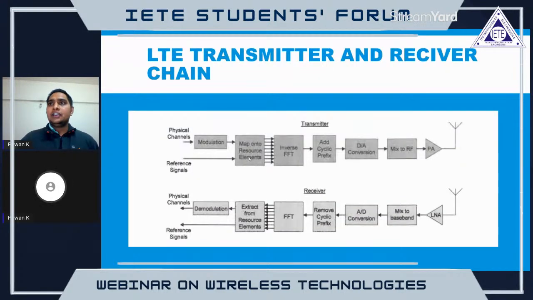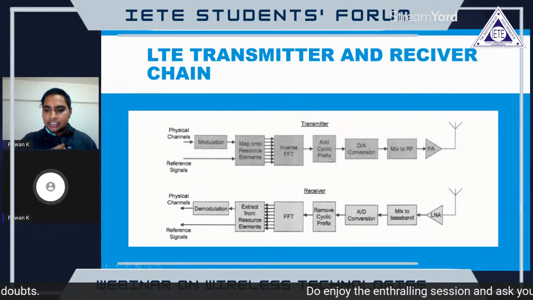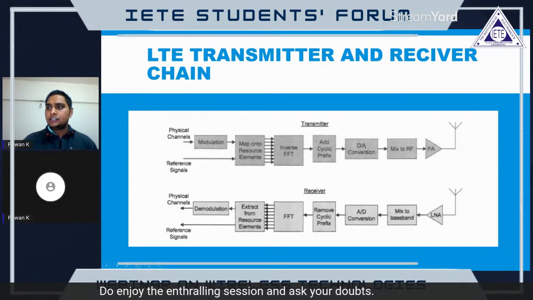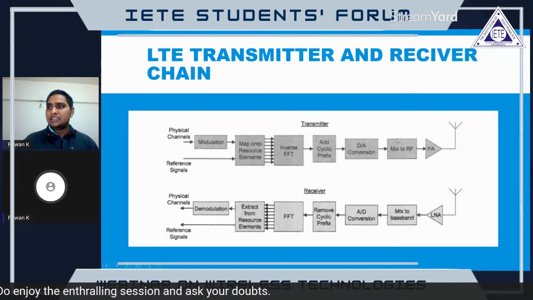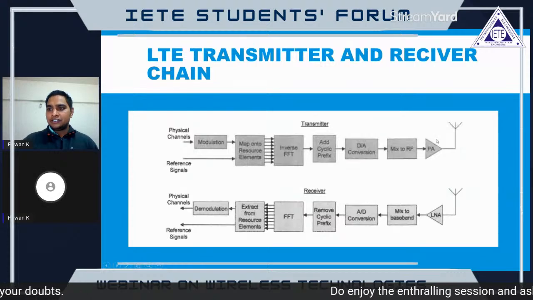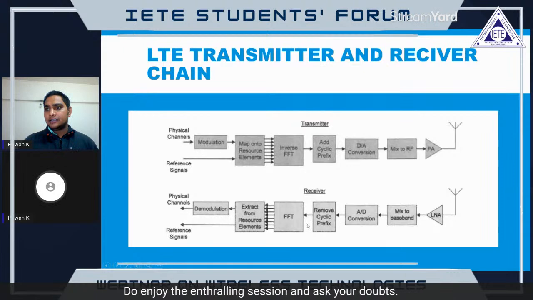I will not go into detail on this transmitter and receiver chain. So this is limited to LTE. These are the blocks being used at the physical layer. Here you can see after modulation, there is the IFFT technique, adding some cyclic prefix to reduce interference and noise. And here we are converting from digital to analog, and here mixing with the high frequencies, and after amplifying, means the power is amplified and transmitted by the transmitter. So a similar process happens at the receiver also.